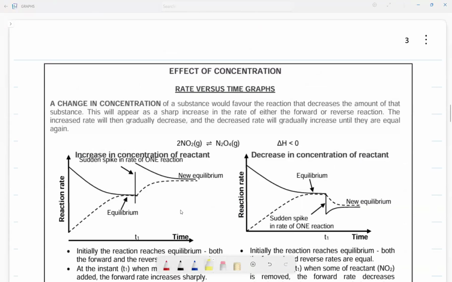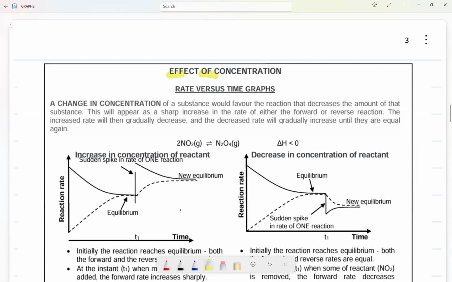Now, effect of concentration. This one you will see is special, unlike the others that you're going to do. On this one, they do not both increase because they do not affect the system. The things that affect the system are temperature and pressure. So if you increase the temperature, you increase the temperature of the system. So both of them will increase, but not equally. Or both of them will decrease, but not equally. Similarly with pressure, both of them will decrease or both will increase, but not equally, because you affected the system.